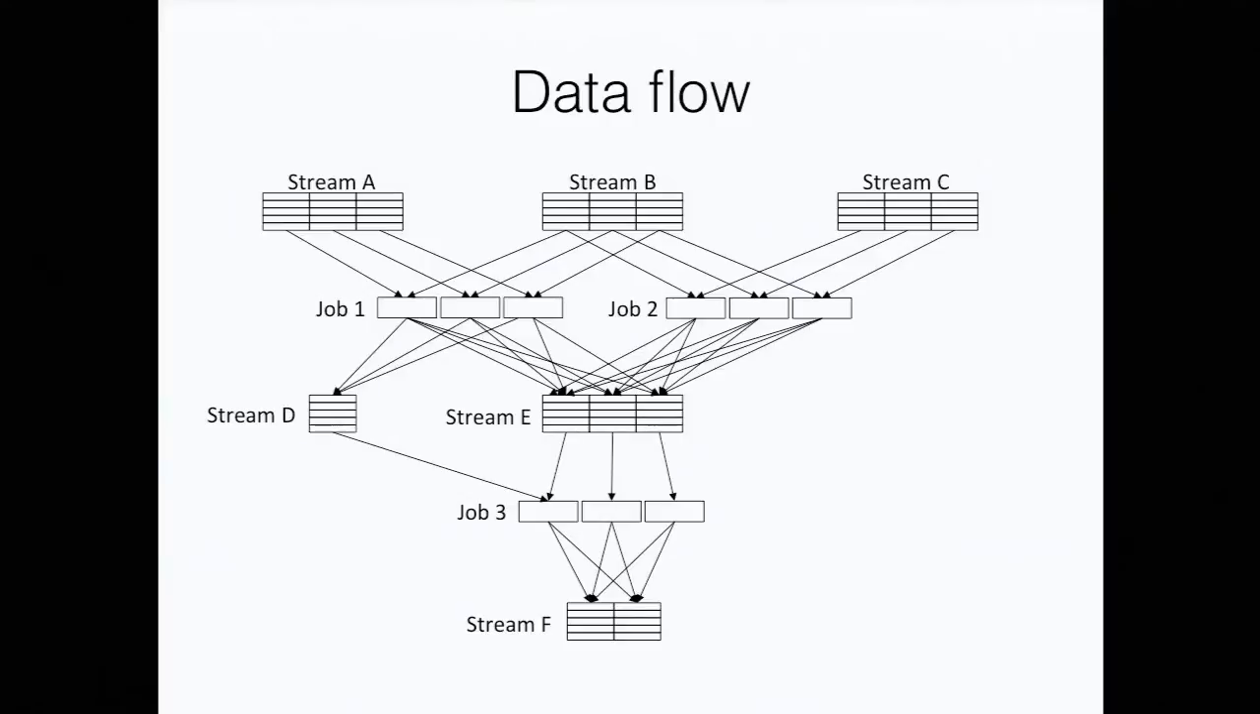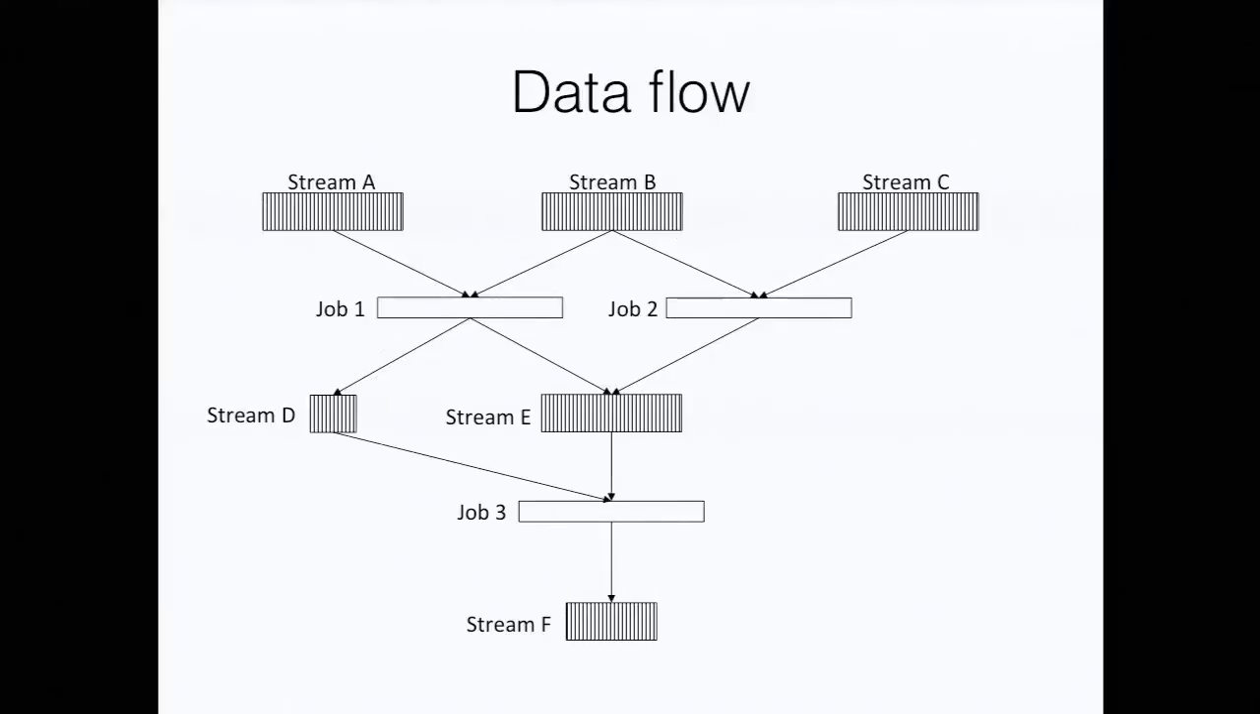This is a more real-world deployment of how Samza is deployed. I'll simplify this. This also shows the partitioning, but this is the most simplified view of the same thing. So you can see job 1 and job 2 are outputting to stream E, which is consumed by job 3.